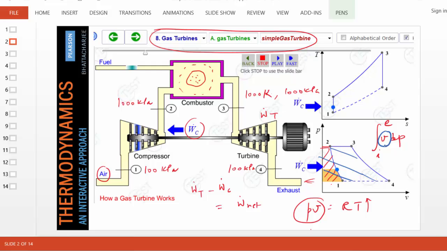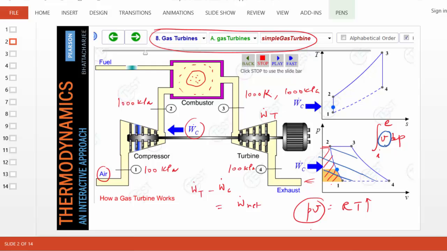So that's the bottom line. So why does a gas turbine work? In a single sentence, a turbine and compressor operate under the same pressure difference. However, because the specific volume inside the turbine is much higher, it produces a lot more work than what the compressor requires, producing net work.